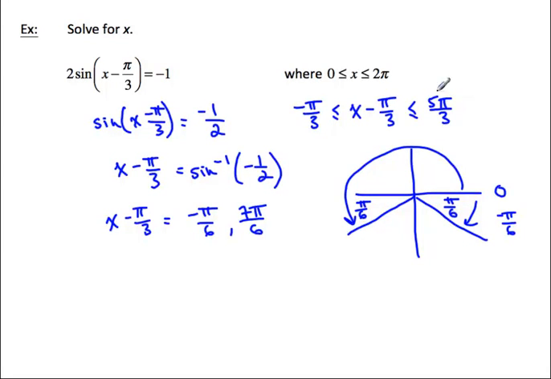5 pi over 3 is 10 pi over 6, so I'm going to have to stop when I get to that, and I'm not going to reach 11 pi over 6. 11 pi over 6 is not going to be one of the principal angles. So these are my two answers. Those are the only ones that are going to fit within this modified domain.